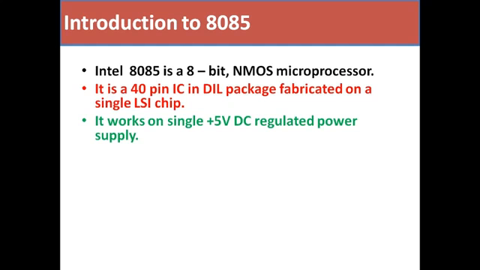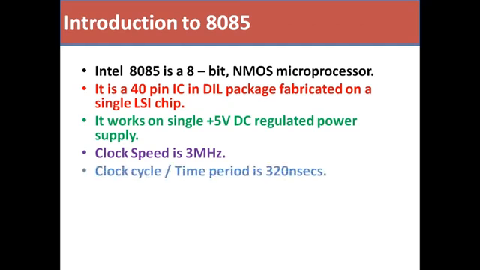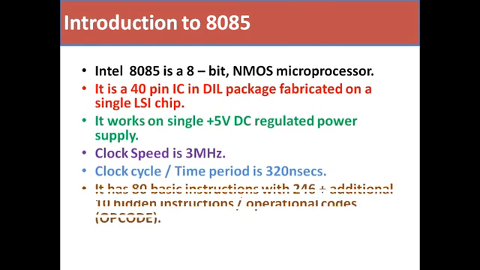Well, 8085 basically works on a single power supply, and the maximum voltage that we can apply to it is plus 5 volt DC. The clock speed is around 3 megahertz. Therefore, if we try to find out the clock cycle, it comes out to be 320 nanoseconds.